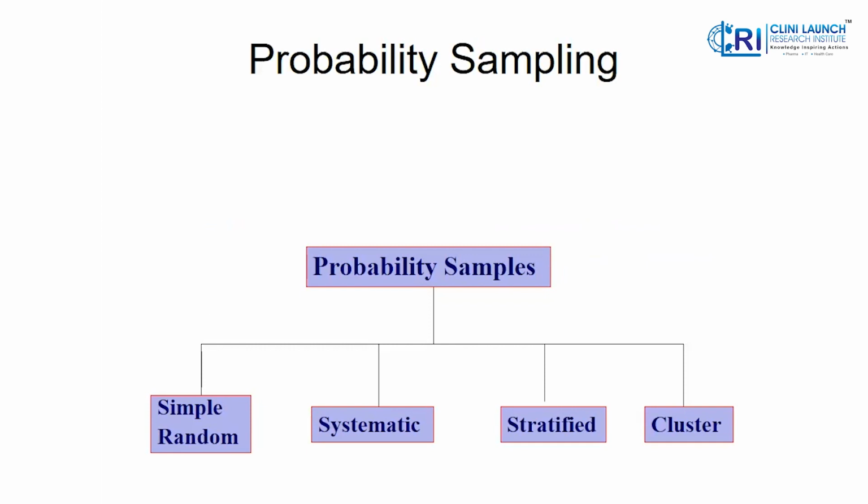Probability sampling, as I told you, has four types: simple random sampling, systematic sampling, stratified sampling, and cluster sampling. There is one more also, multi-stage sampling. And in simple random sampling we have two kinds: simple random sampling with replacement, and simple random sampling without replacement.